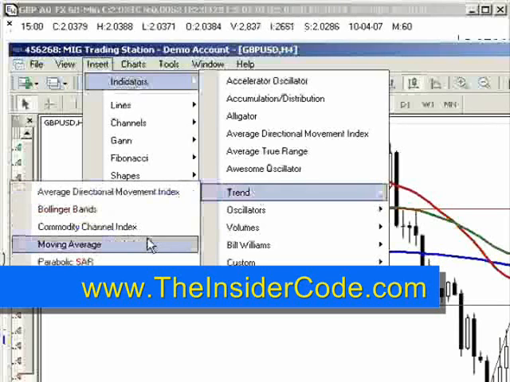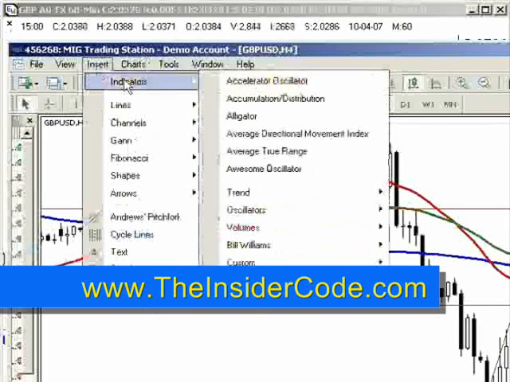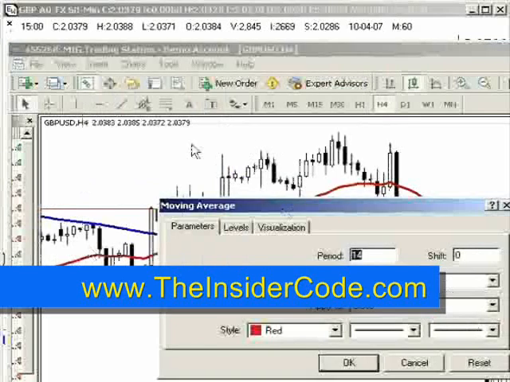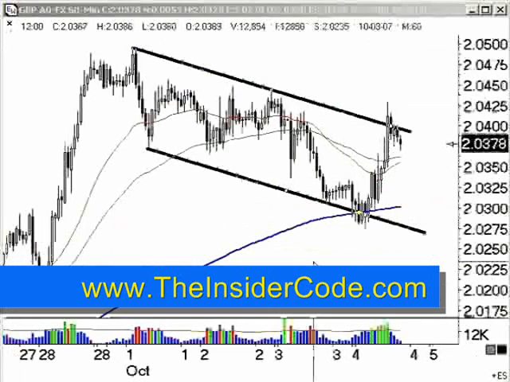MetaTrader has changed their software several times. So again, go to Insert, Indicators, scroll down to Trend, Moving Average, and then this will display the same moving averages that you will see on the disks. I'm not sure how much more detail I can go into other than what's on the disks.